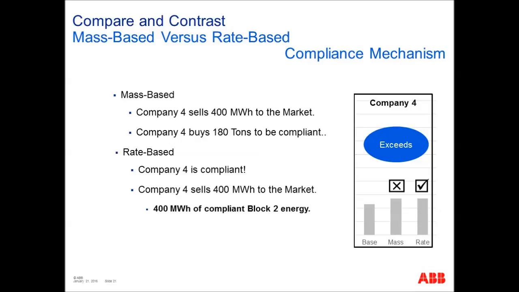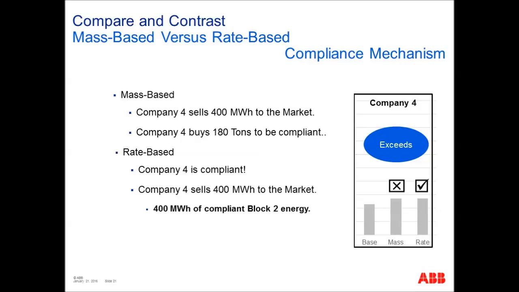Under a rate-based program, Company 4 is compliant. They are full natural gas. They don't have any coal resources, and so they are compliant in this example. They are also selling 400 megawatt hours to the market, but in addition to selling 400 megawatt hours, they're selling 400 megawatt hours of Block 2 compliant energy. This is classic Block 2, where you're taking natural gas and shifting coal generation to the natural gas.